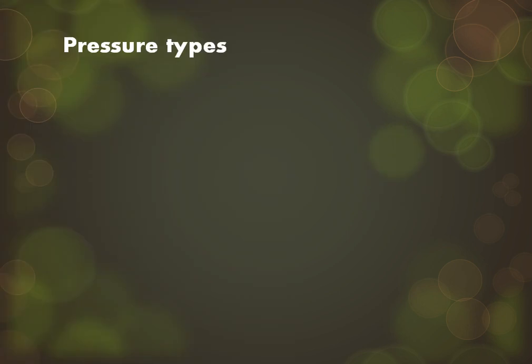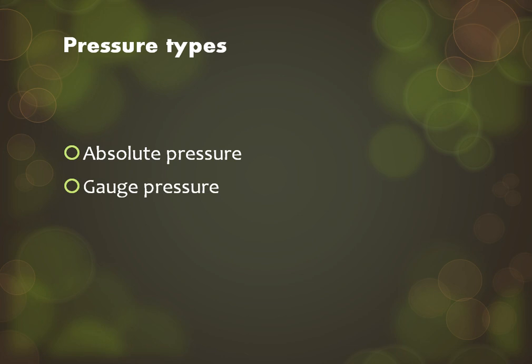So there are 3 basic pressure types. From the previous video, we learned that absolute pressure is based on measurement relative to deep space, or absolute zero. In everyday usage, we are more interested in pressure relative to what we experience at sea level, under the weight of the atmosphere pressing down on us. We call this gauge pressure.